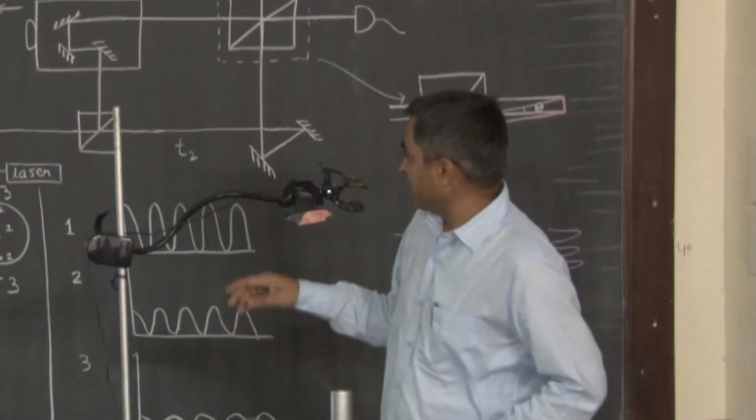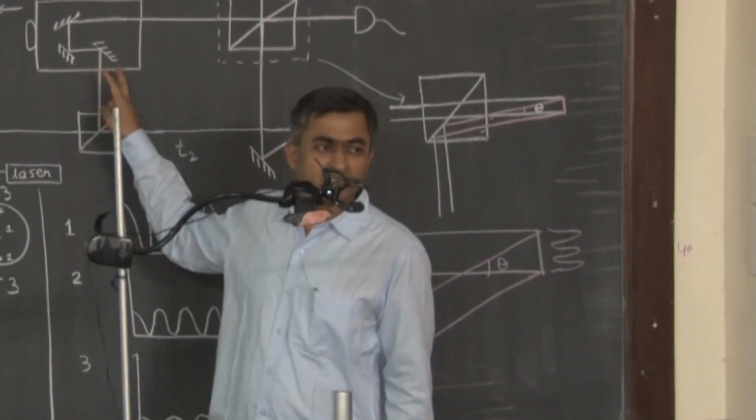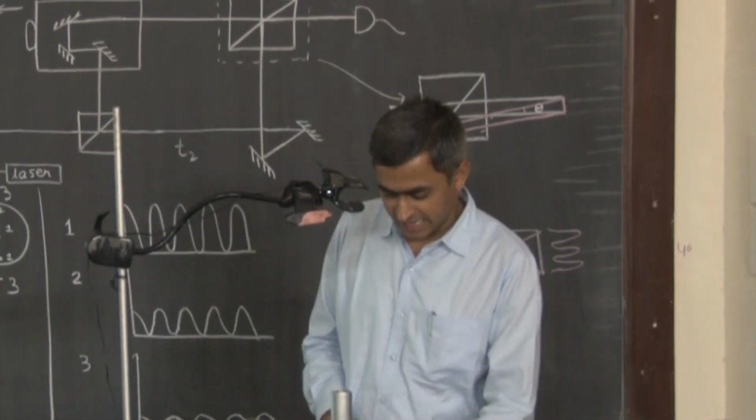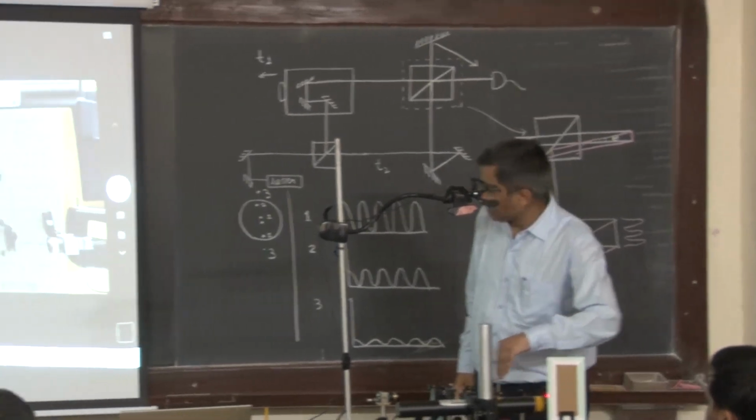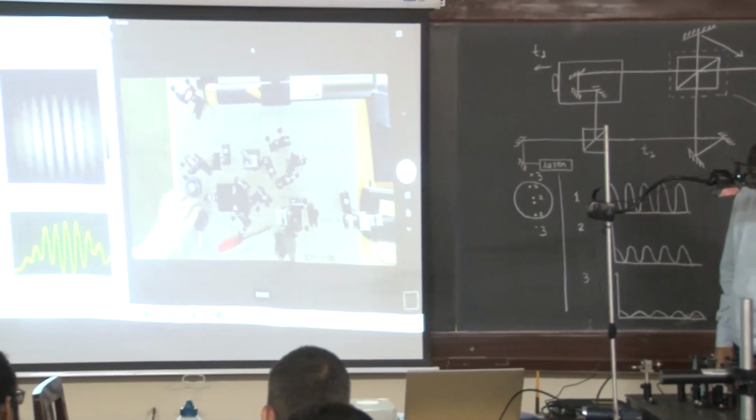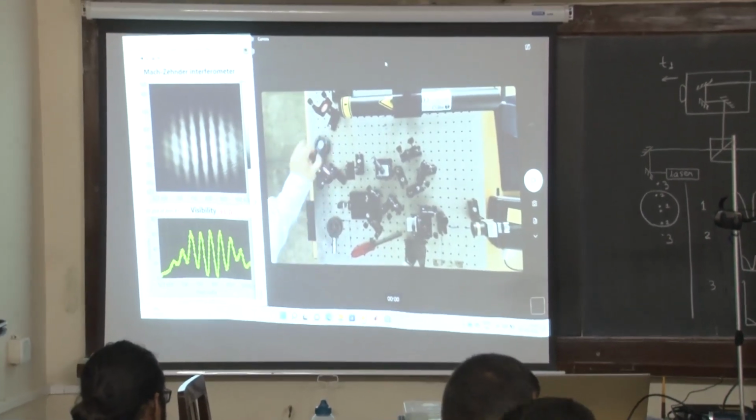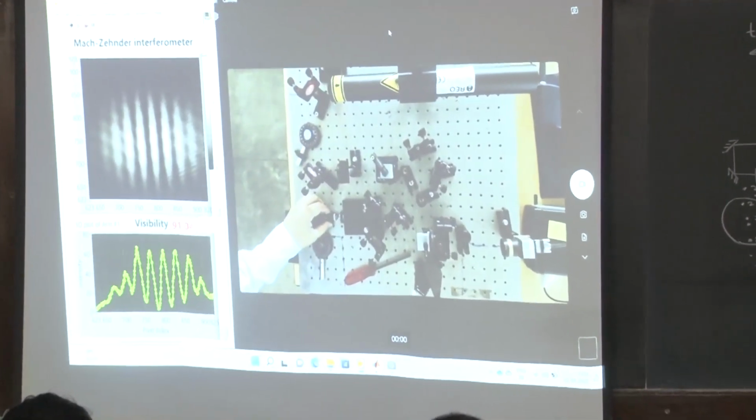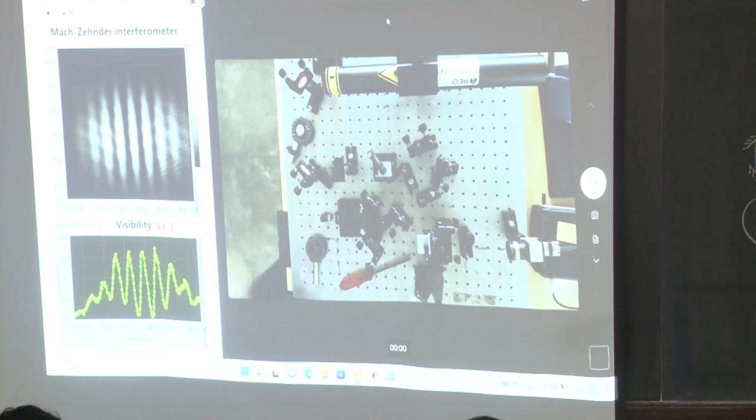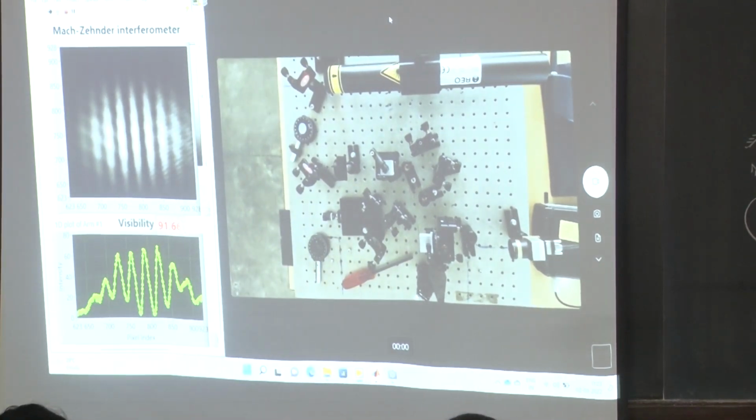At this point, let me just try this micrometer, moving it and see what happens. This is my micrometer and I can move this whole thing back and forth, and this is the gauge that I can use. So what will happen if I change T1 to that interference pattern?